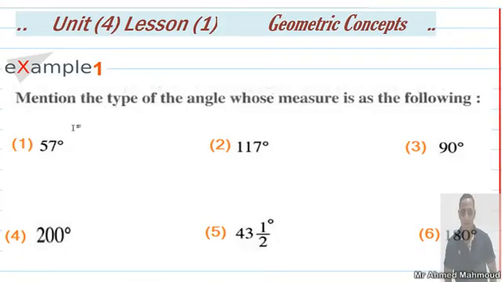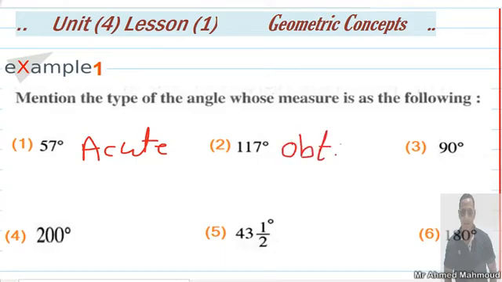Now we have example 1. Mention the types of the angle whose measures are as follows. In this example, we have number 1, 57 degrees. 57 is less than 90, so it's an acute angle. 117 is more than 90, which is an obtuse angle. 90 exactly is called a right angle, and 200 is more than 180, then this is a reflex angle.